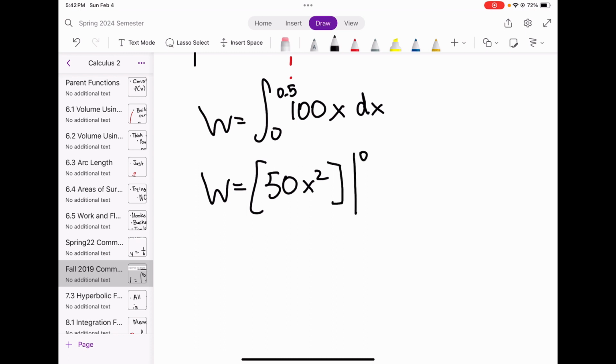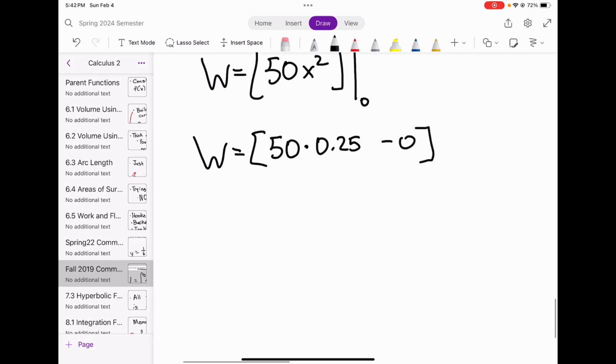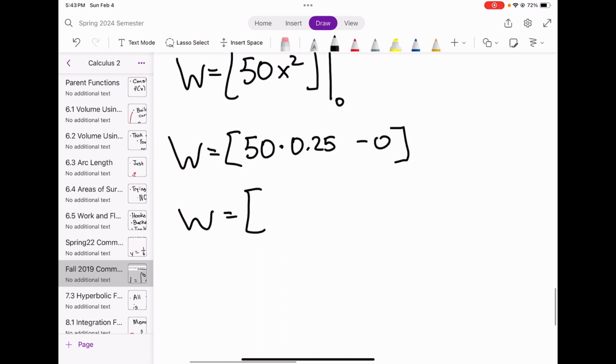evaluated between 0 and 0.5. W is equal to, and we don't need to worry about that 0. We do need to worry obviously about the 0.5. 0.5 squared is 0.25, so 50 multiplied by 0.25. I'll just write minus 0 just to say, okay, we don't need to worry about that 0. And so 50 over 0.25.